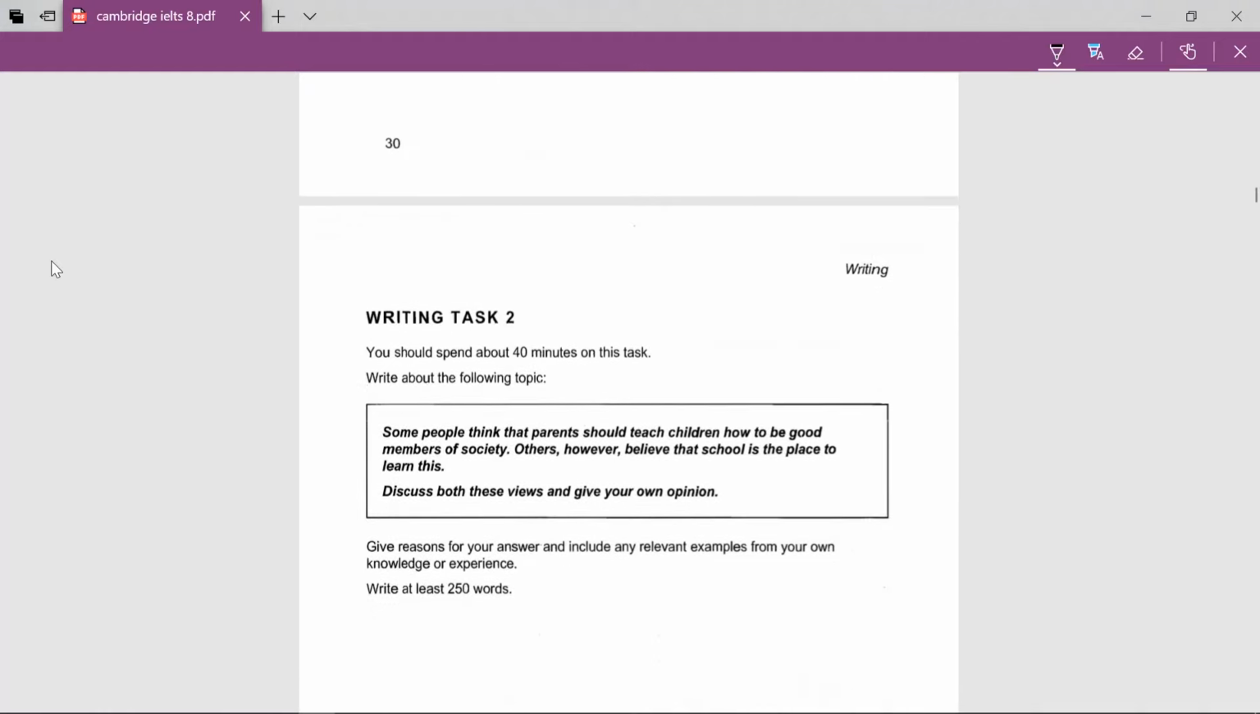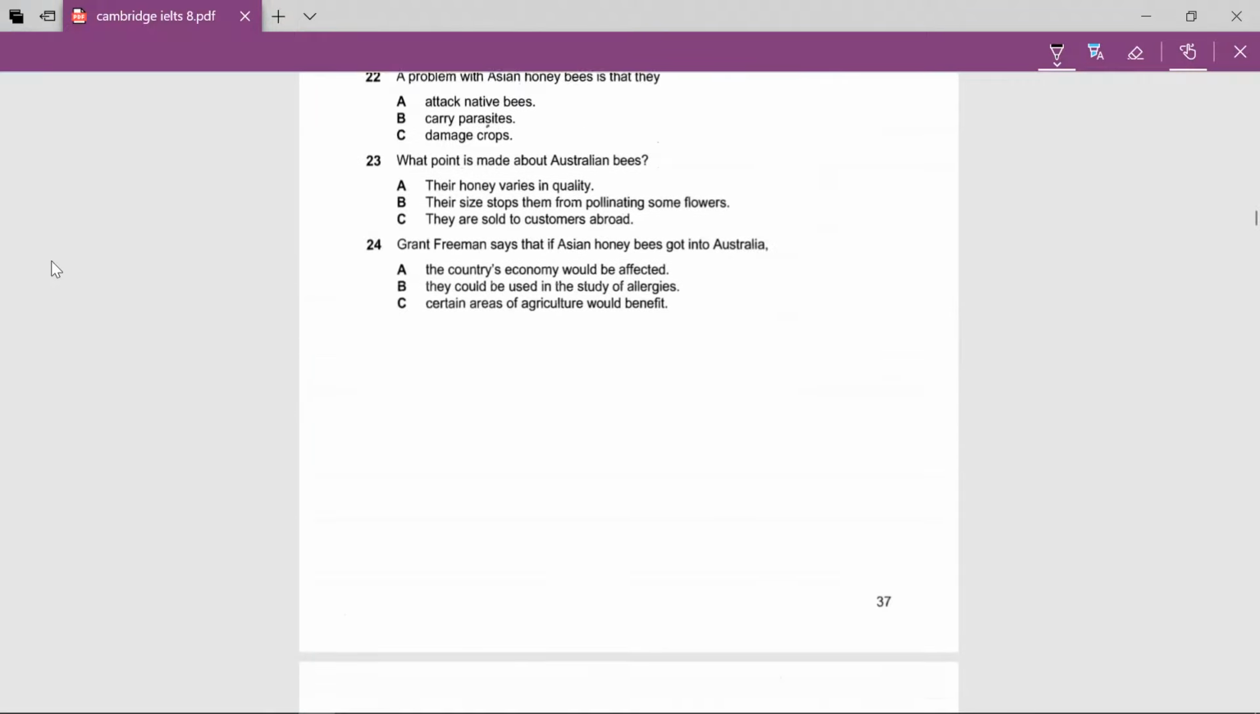Some people think that the parents should teach children how to be good members of society. Others, however, believe that school is the place to learn this. Discuss both views, and then give your opinion about this. We have already written an essay in another tutorial, so I'm not going to write the complete essay, but I'll write the essay below in the comments. Now, let me take another essay, something which we have not written.